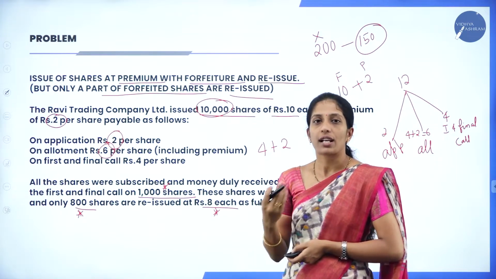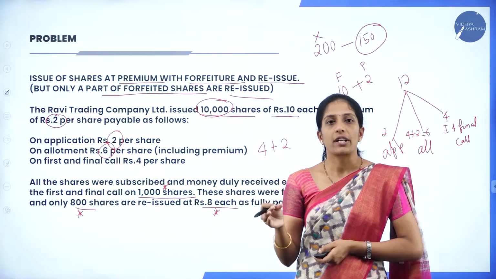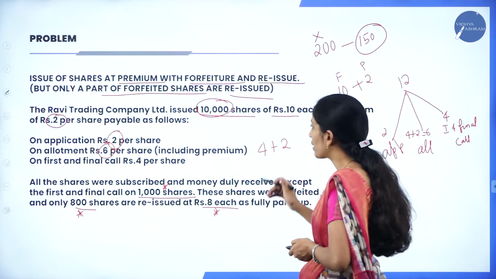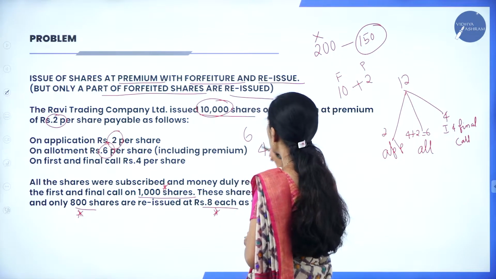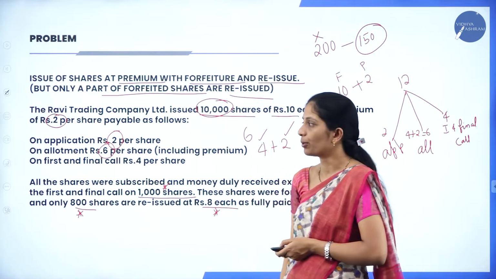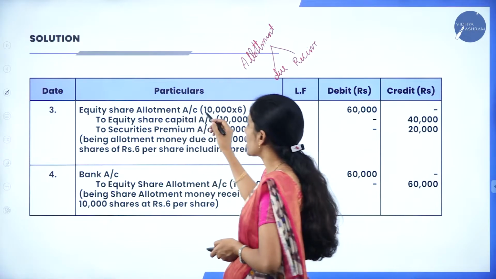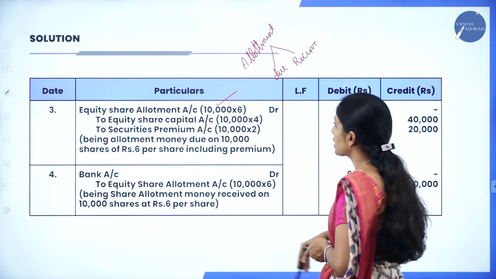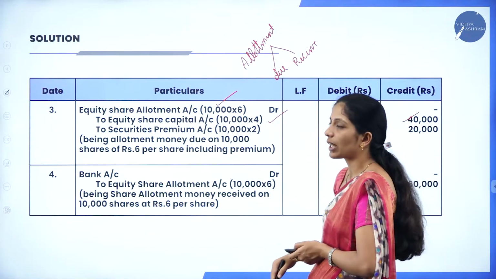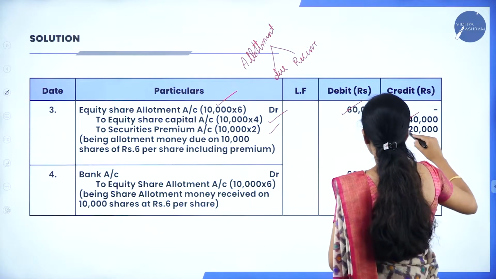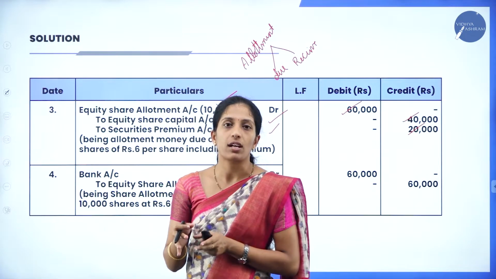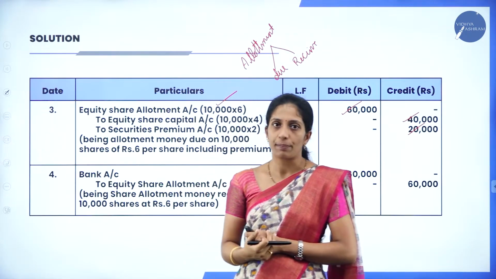Okay. So, how do you record the entry? Equity share allotment account debit to equity share capital and securities premium. How much will transfer to equity share allotment? 6 rupees. How much to equity share capital? 4. And how much to securities premium? 2. So, how do you record? Equity share allotment 10,000 into 6, that is 60,000. Equity share capital 10,000 into 4, that is 40,000. Securities premium 10,000 into 2, that is 20,000. How can you write the narration? Being allotment money due on 10,000 shares including 2 rupees premium.